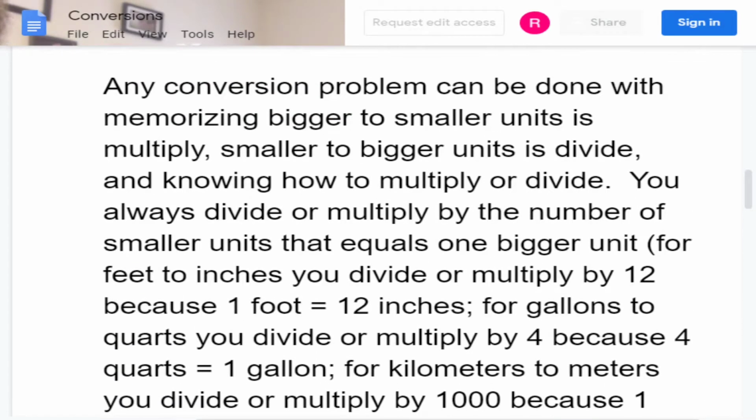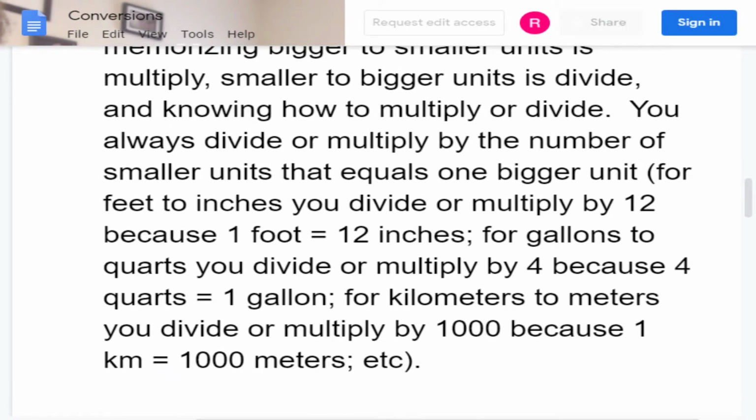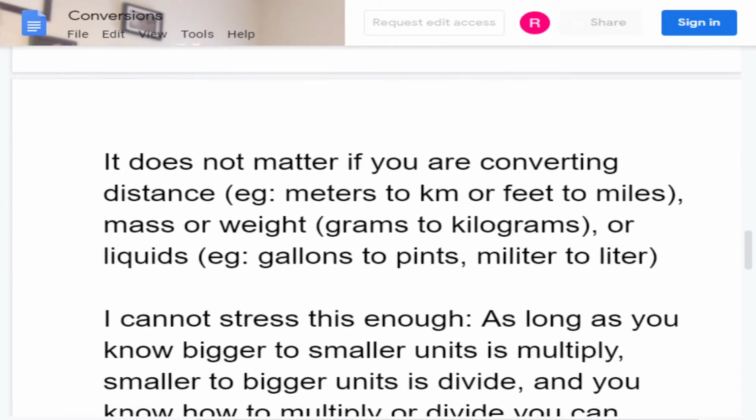And this is just to emphasize what I was saying before. Any conversion problem can be done with memorizing bigger to smaller units as multiply, smaller to bigger units as divide, and knowing how to multiply or divide. You always divide or multiply by the number of smaller units that equals one bigger unit. For feet to inches, you divide or multiply by 12 because 1 foot equals 12 inches. For gallons to quarts, you divide or multiply by 4 because 4 quarts equals 1 gallon. For kilometers to meters, you divide or multiply by 1,000 because 1 kilometer equals 1,000 meters, etc.